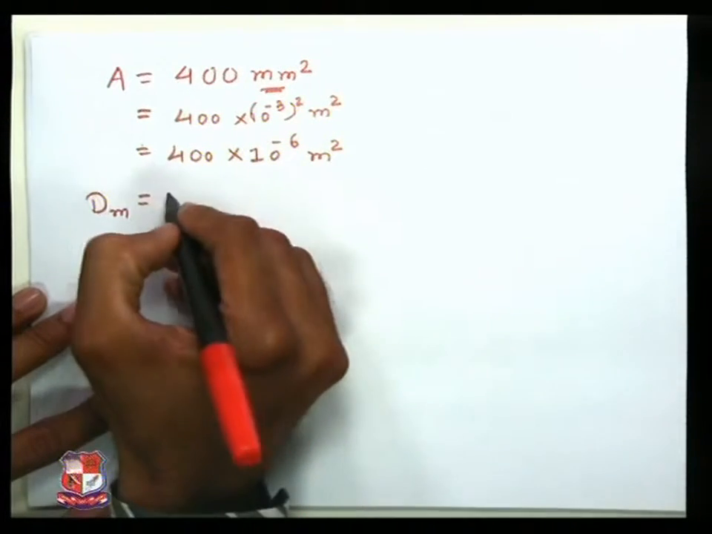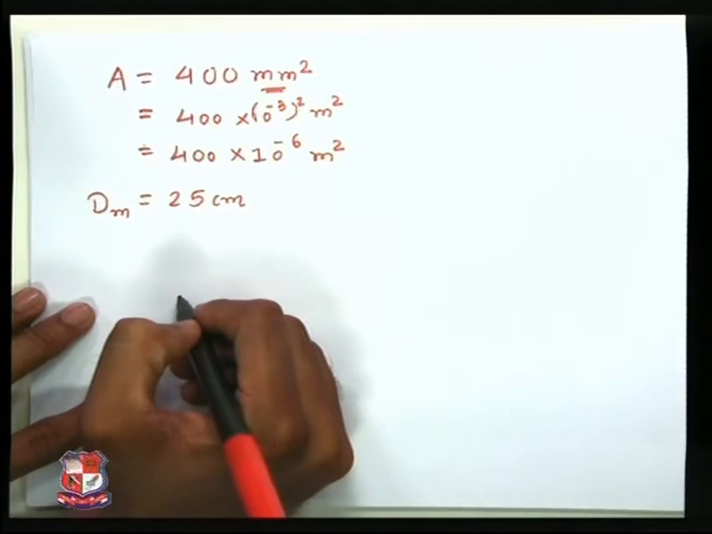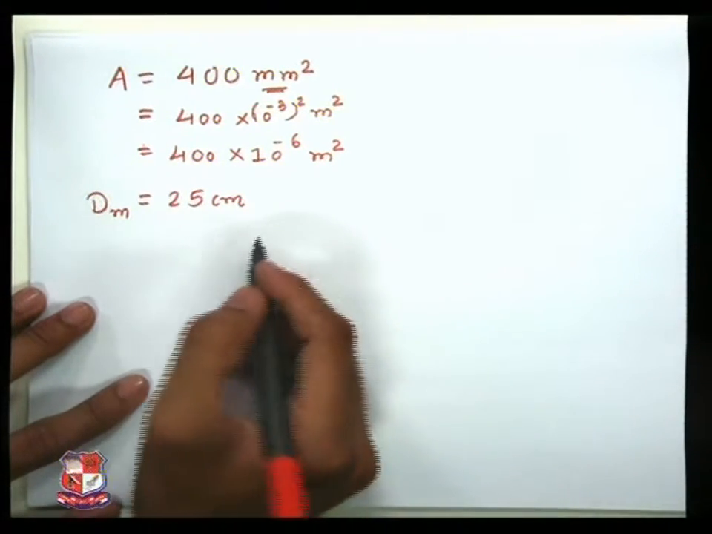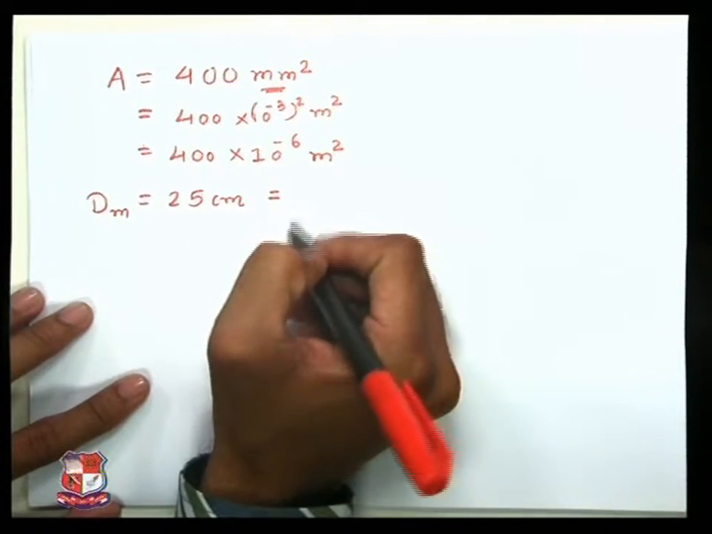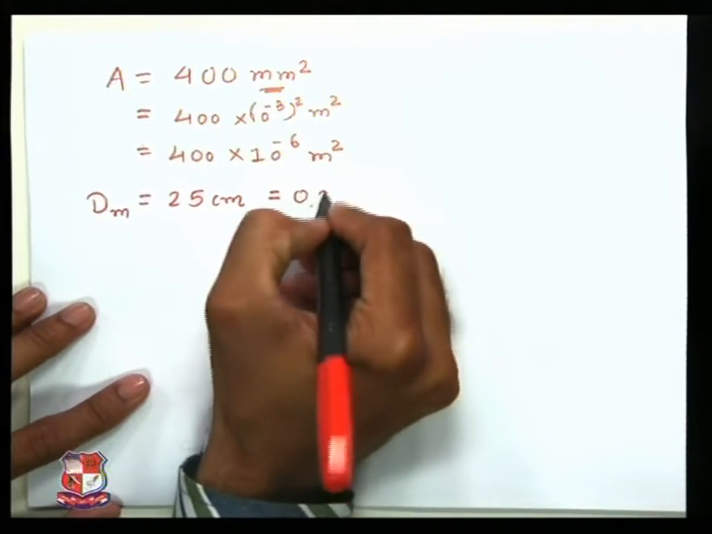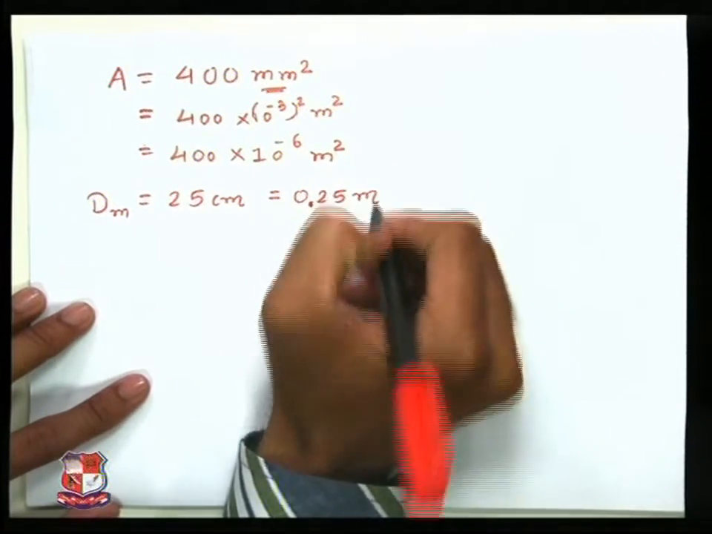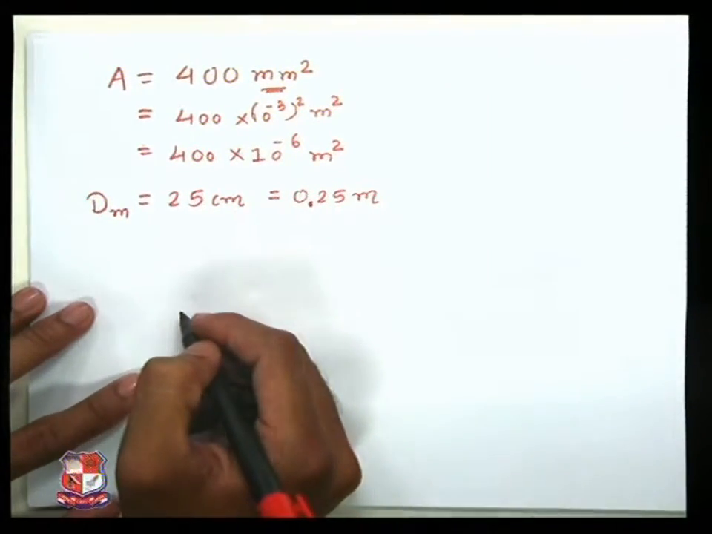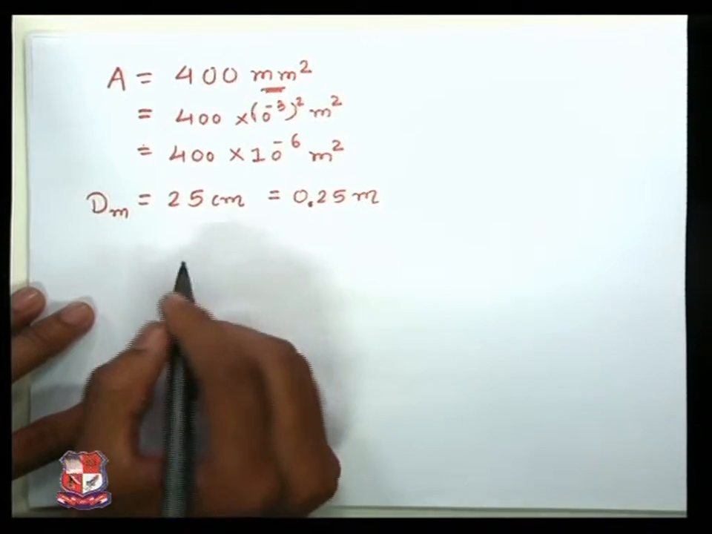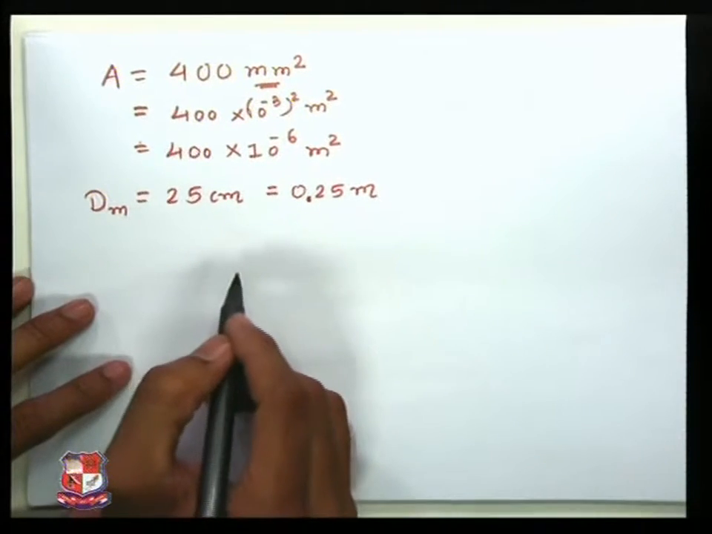Mean diameter is 25 centimeter. As we know, diameter is always mentioned in meters, so 25 centimeter is equivalent to 0.25 meter. It is the mean diameter. So what will be the total length of our iron ring?